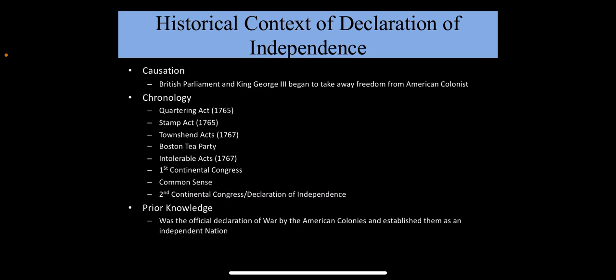You also had Common Sense come out, Thomas Paine's Common Sense, which is what you are going to be HIPPing in your reading quiz. Yep, sure, it's a verb now. Common Sense is what you're HIPPing in your reading quiz. Then you also had the Second Continental Congress, which was the thing that did write the Declaration of Independence. So I show the causation and the chronology: taking away freedoms, and this is how they were taking away freedoms in order.